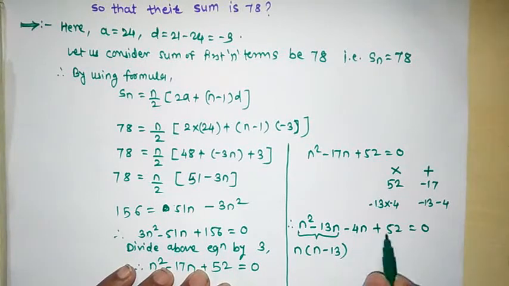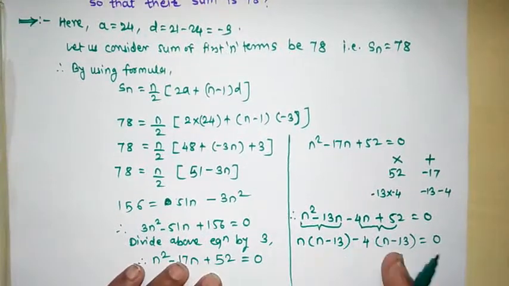Now from these two terms take minus 4 common. From these two terms, take minus 4 common. Then what will remain in the bracket? In the bracket n minus 13 will remain, which is equal to 0.